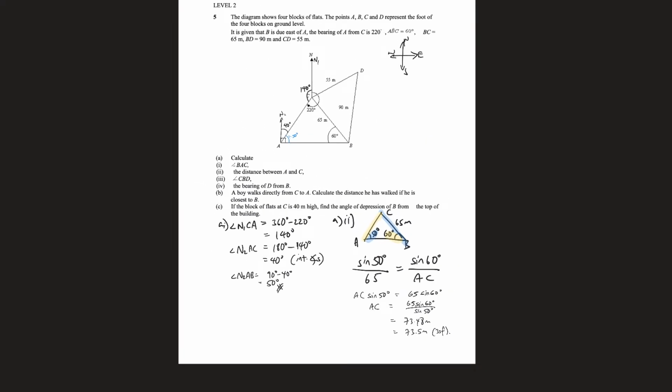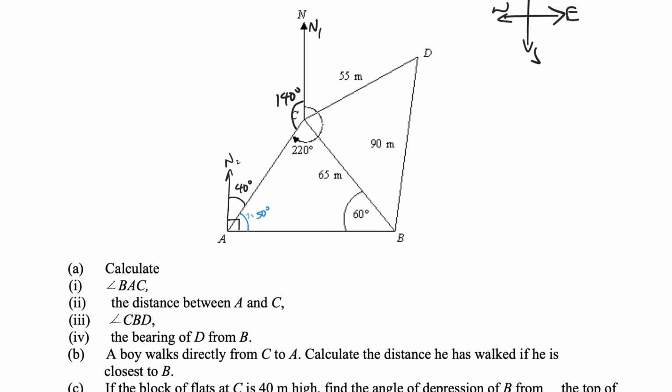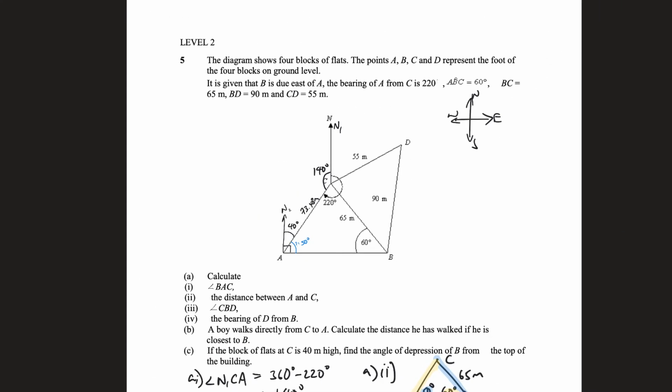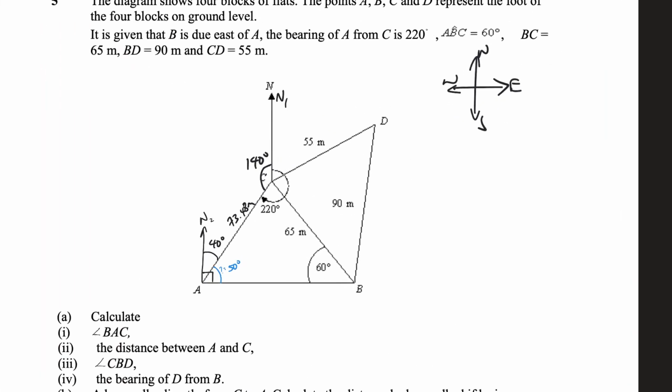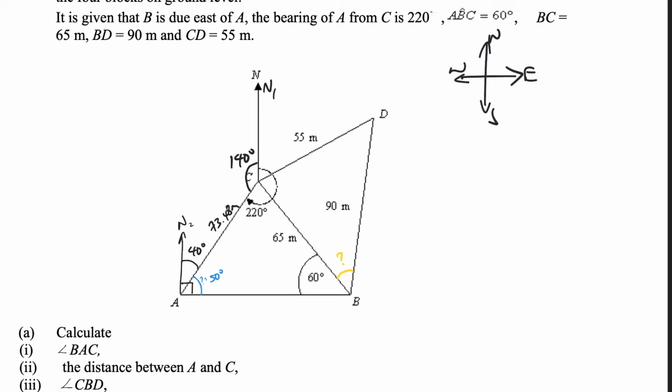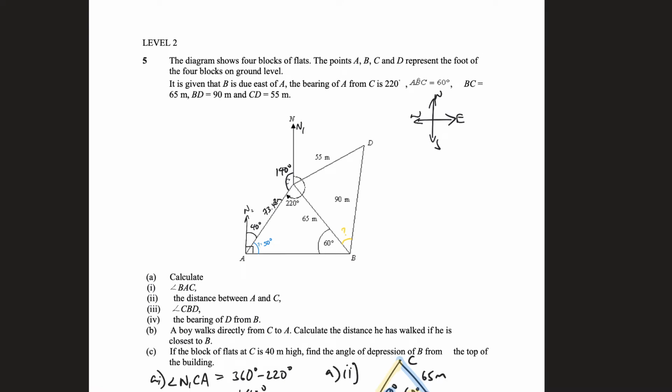Okay, now let's go for angle CBD. So AC is 73.48, so let's just write it down. AC is 73.48 meters. Okay. In case we need it later. CBD, so let's just note out that angle. I'm trying to find that angle right now. And can we find it?